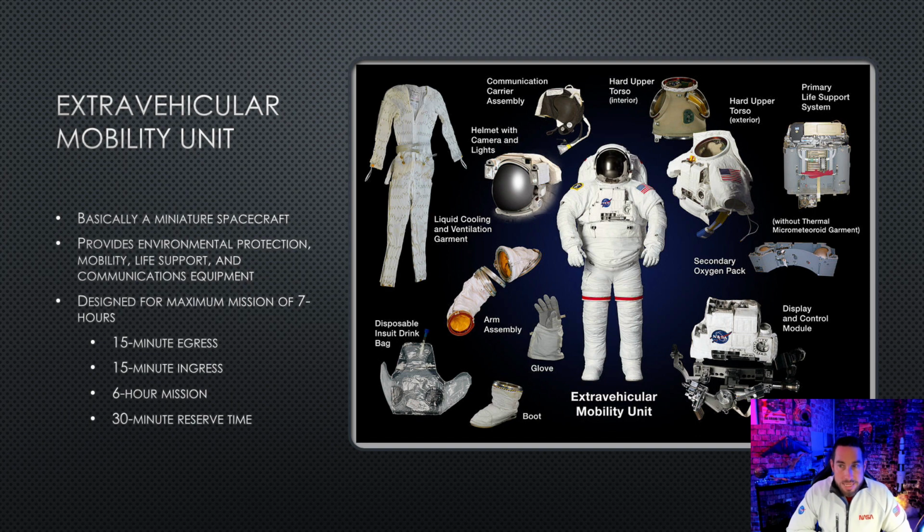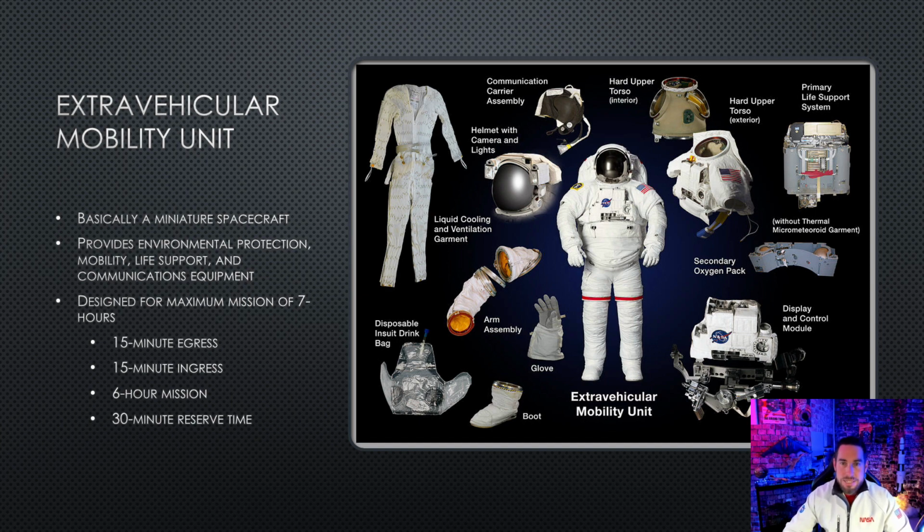Okay, we mentioned the EMU, so this is kind of a breakdown of all the components of the EMU. It's basically a miniature spacecraft, if you think about it like that. It provides environmental protection, mobility, life support, communications equipment. The suit itself, the American solution to the spacewalk suit, is a little bit convoluted.